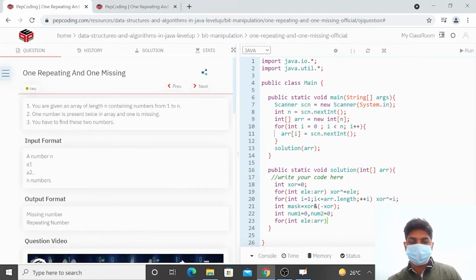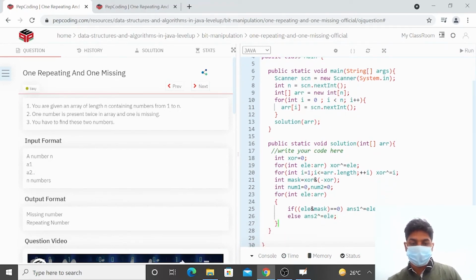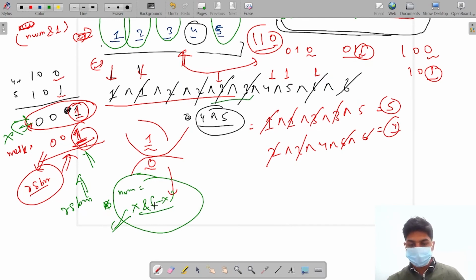Since we want to separate it into two groups, we will check if element and mask is equal to 0. If it is equal to 0, then what will we do? Answer 1 XOR equals element, else answer 2 XOR equals element. Okay, same for the second array also.